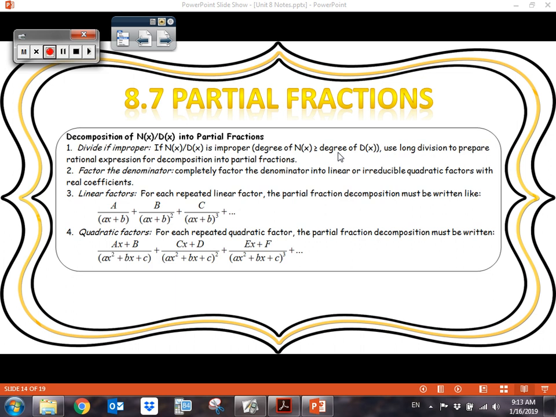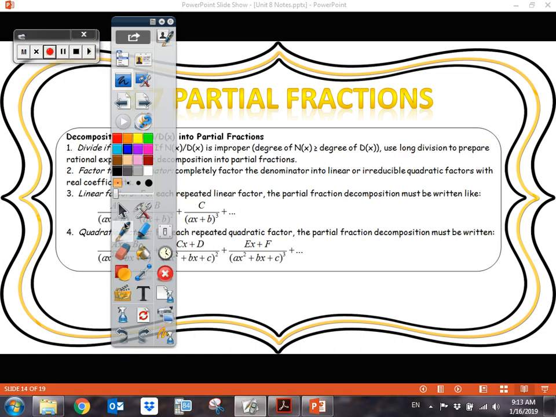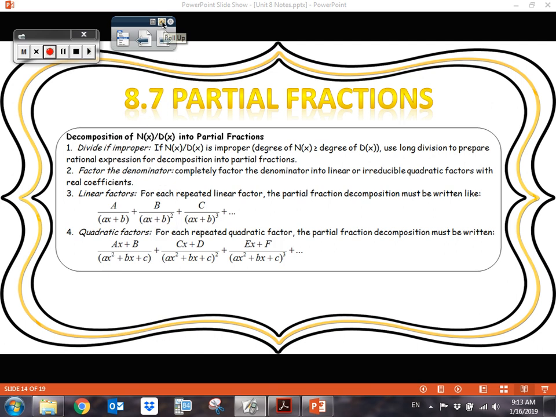We need to do long division. So if it's improper, we're going to use long division to divide it out. The remainder is what we're going to do partial fractions on. We did long division a week or so ago. We practiced long division.